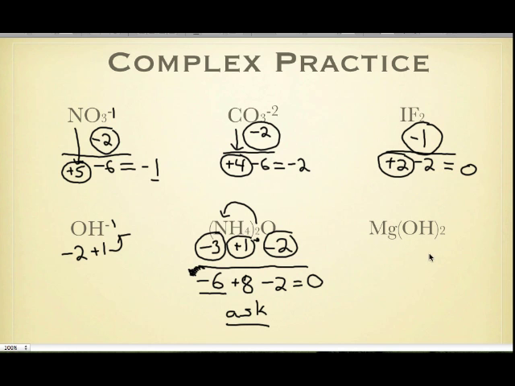Polyatomic ion, magnesium. Let's see what we have. Oxygen, minus 2. Jinx. Hydrogen, plus, I guess I have to stop talking then. You jinxed me. How does the jinx end? I don't even know how this works.